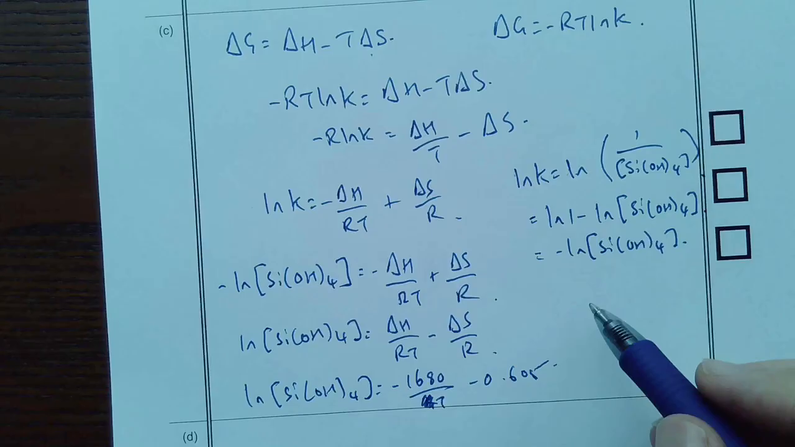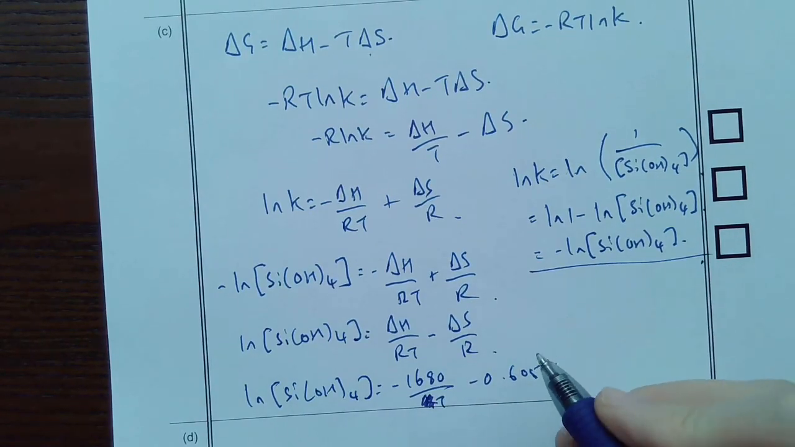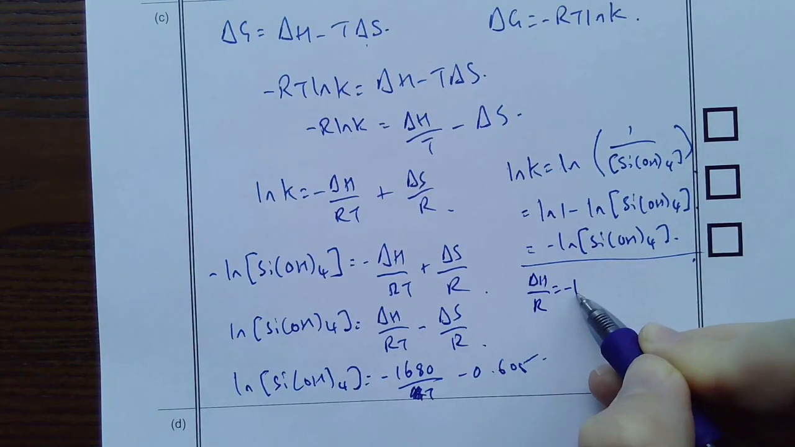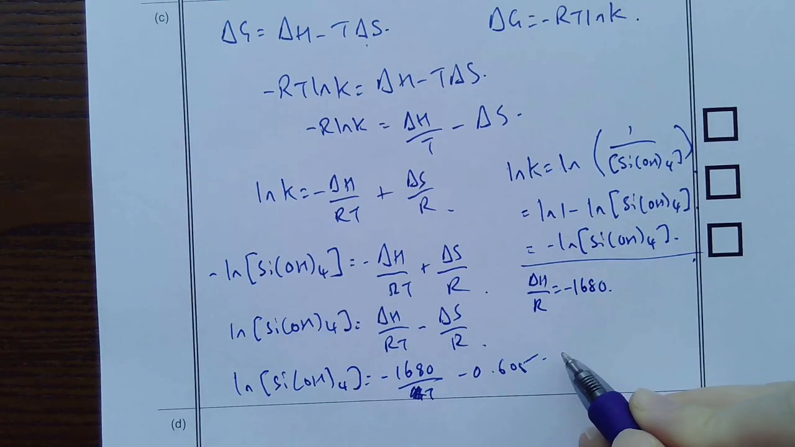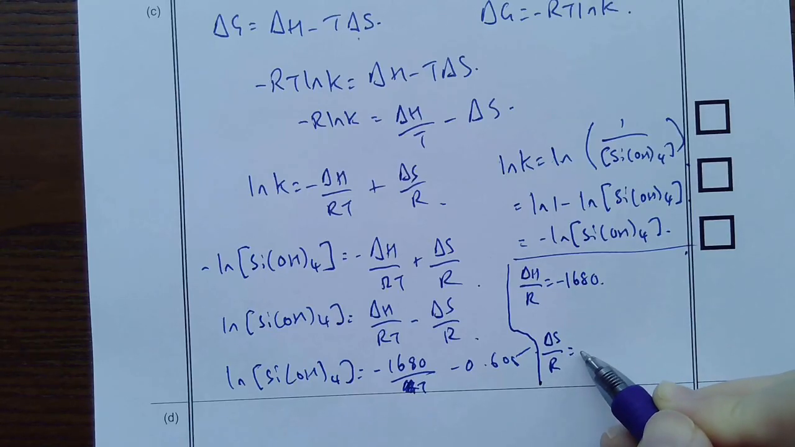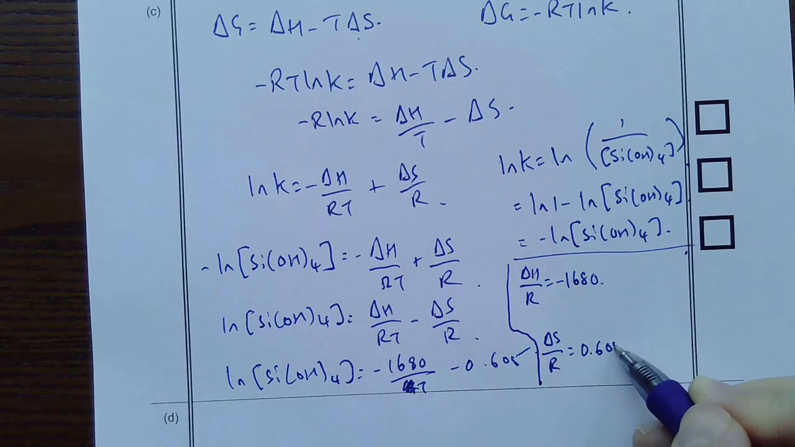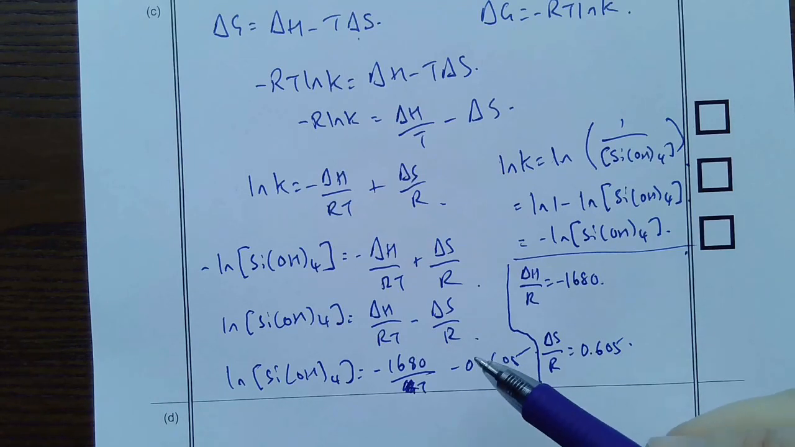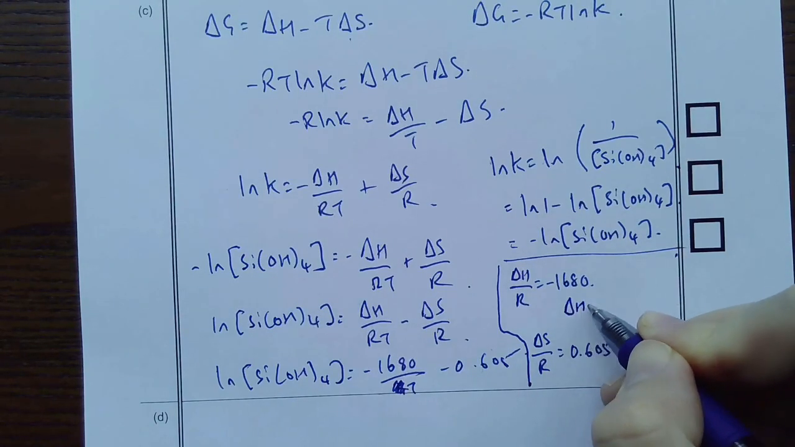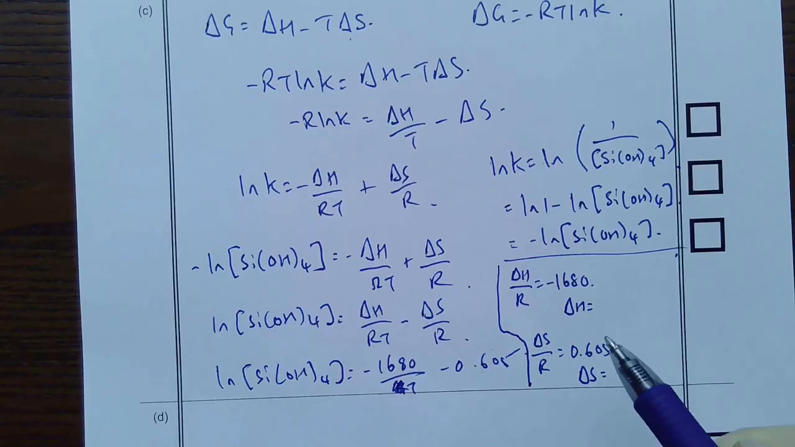Which then, as long as I don't run out of space, means I can just write out delta H over R equals minus 1680, and likewise delta S over R equals 0.605. So you've got to just be careful. This is a positive and this is a negative, this is a negative and this is a negative. So that means that delta H and delta S are both calculated just by multiplying these numbers by R.